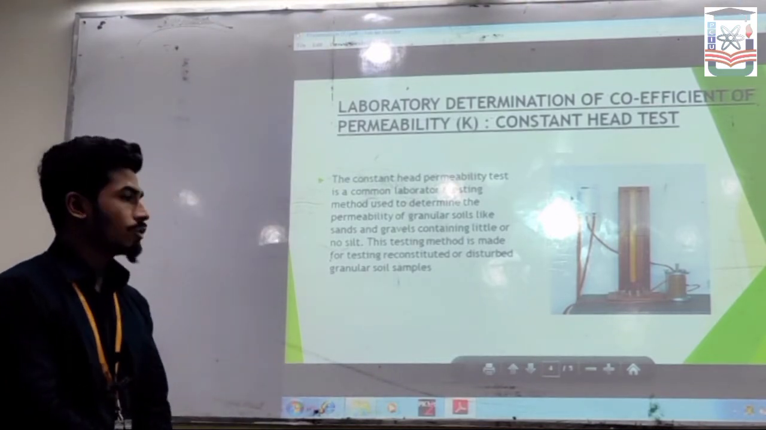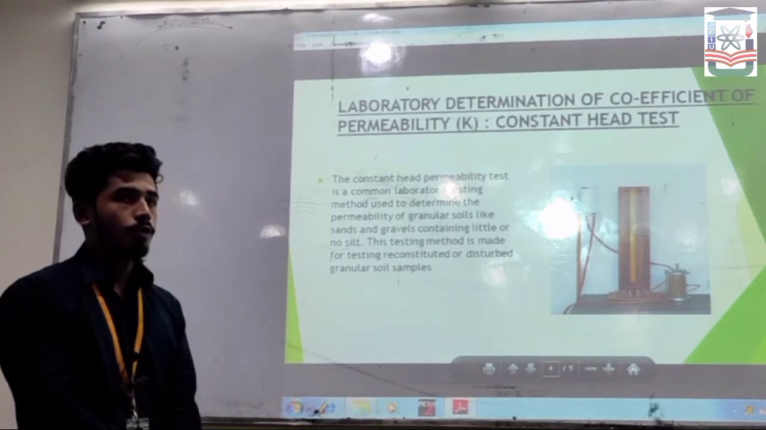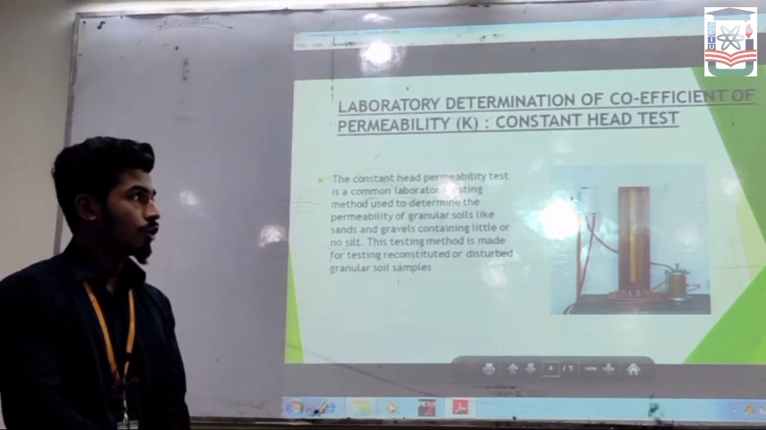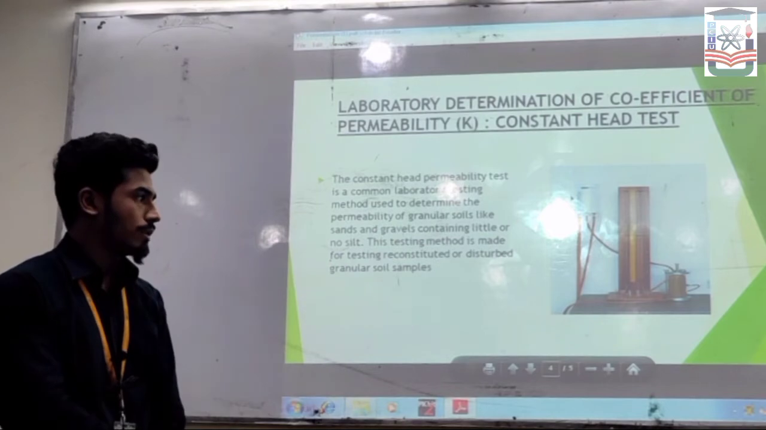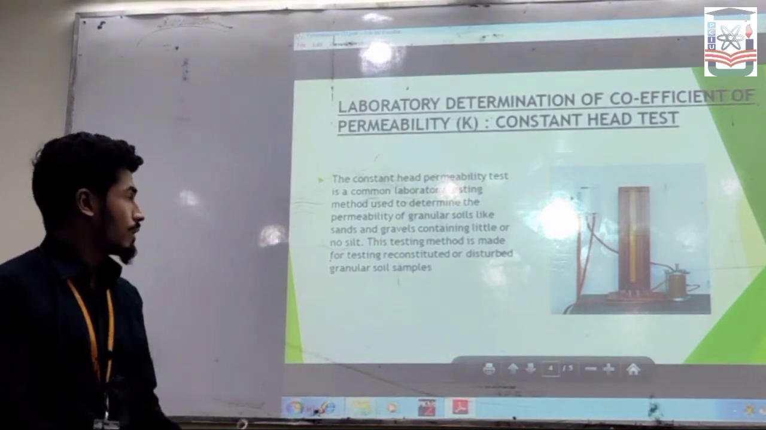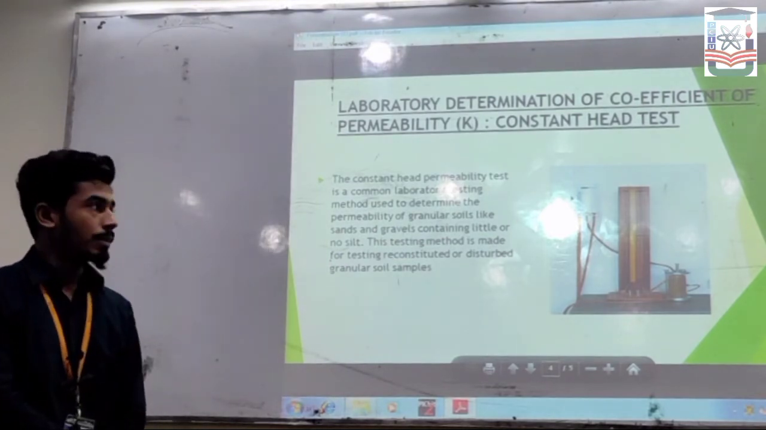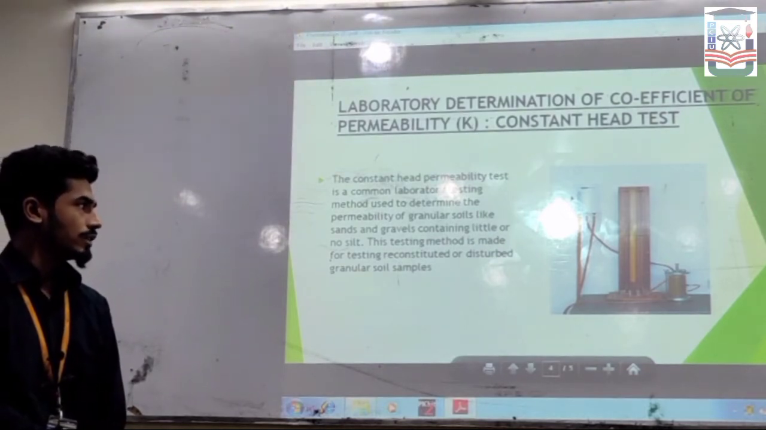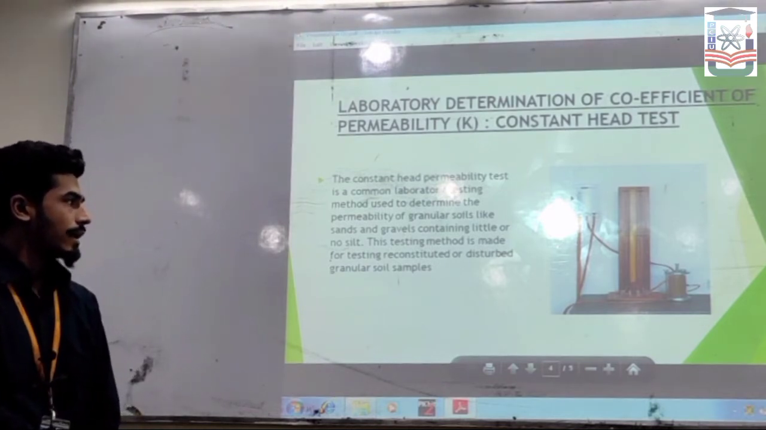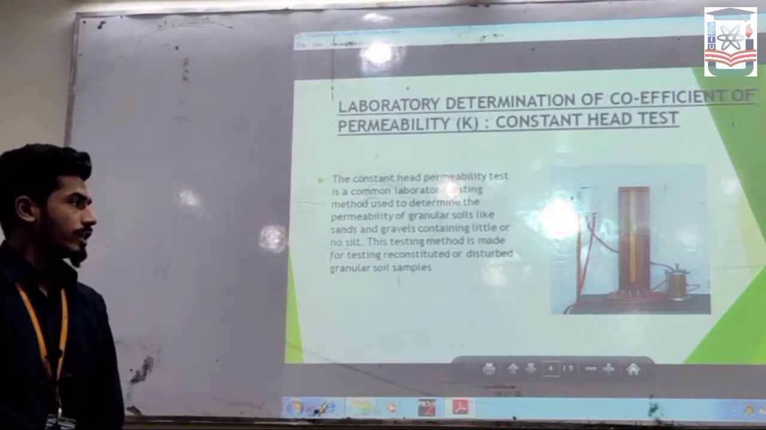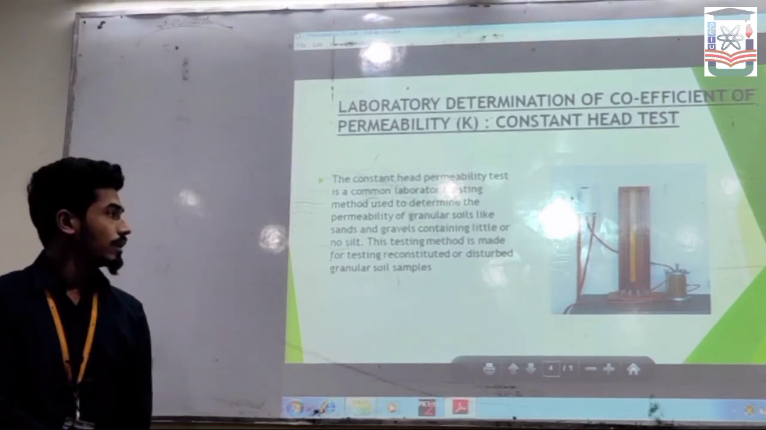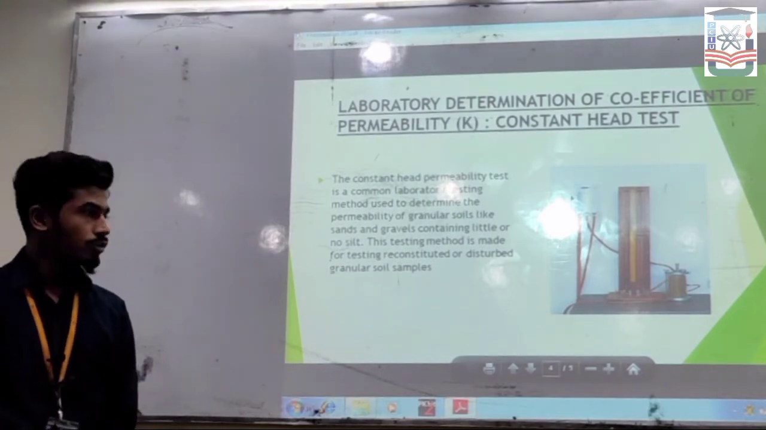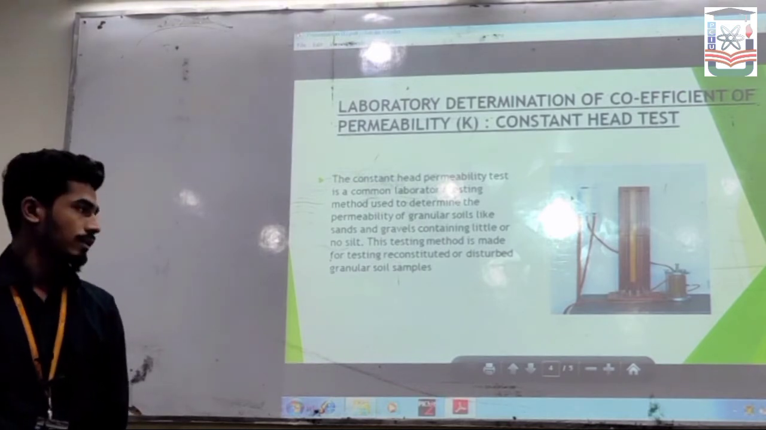CN02106737. Now I am talking about laboratory determination of the coefficient of permeability, the constant head test. We can see a constant head test machine. The constant head permeability test is a common laboratory testing method used to determine the permeability of granular soils like sands and gravels containing little or no silt. This test method is for testing undisturbed or disturbed granular soil samples.